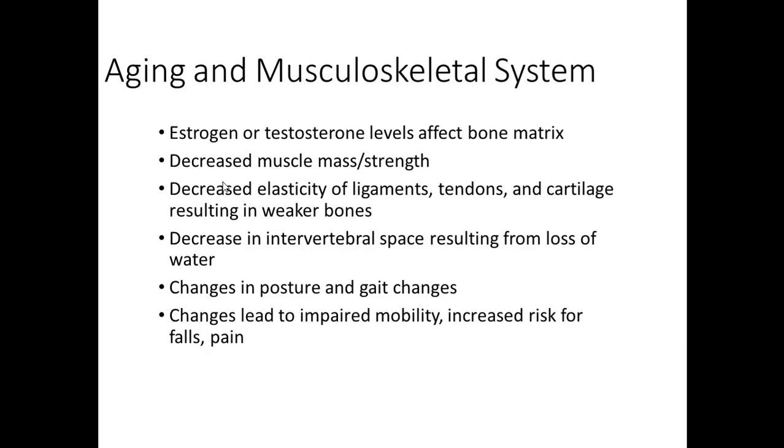The elderly have a decreased muscle mass and decreased strength also because they're not working, they're not moving, they're not doing the things that they used to. But the muscles also atrophy as they age. So, you guys will hear a term called osteopenia.